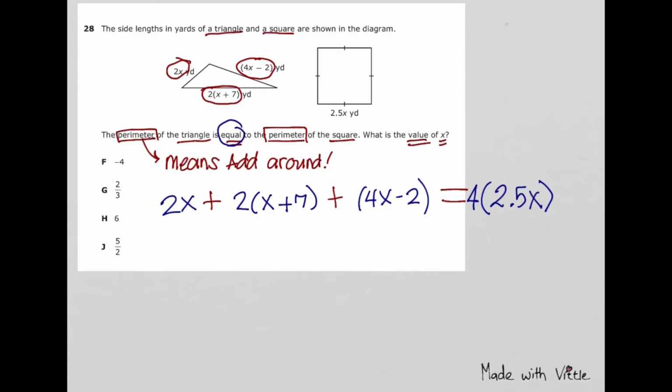The side lengths in yards of a triangle and a square are shown in the diagram. The perimeter of the triangle is equal to the perimeter of the square. What is the value of x?